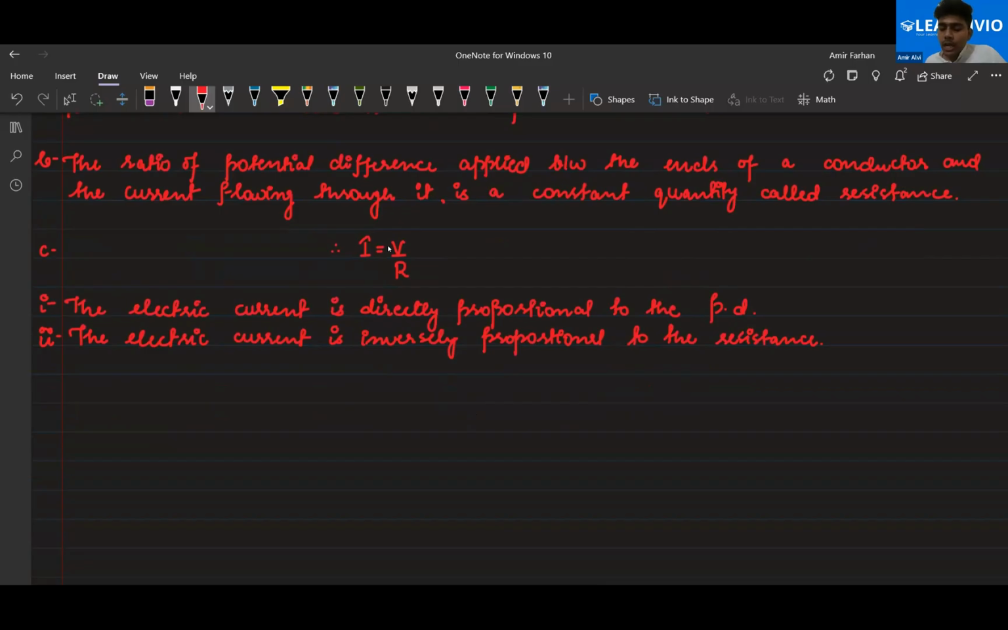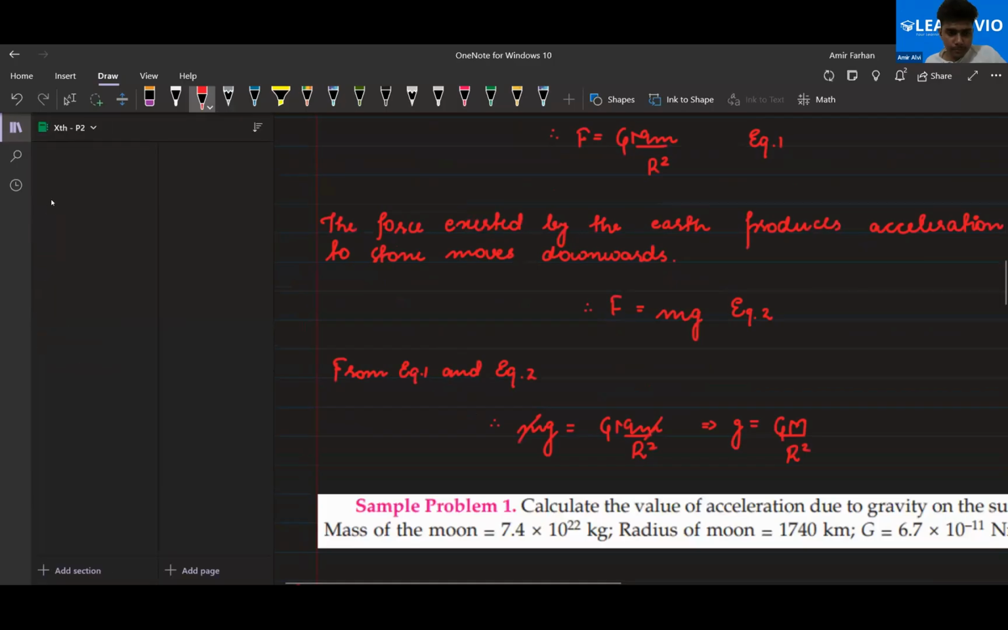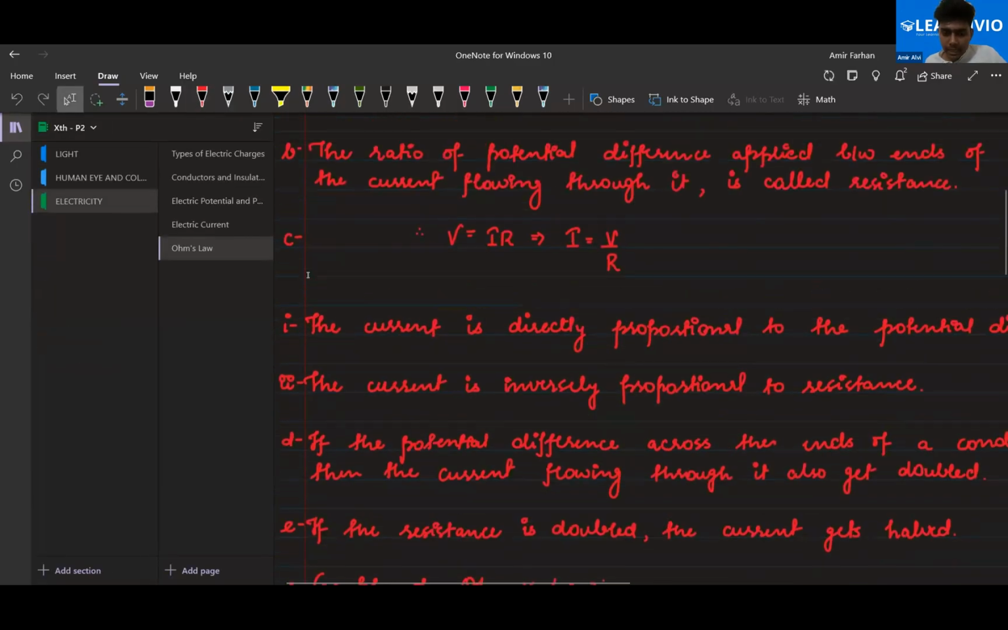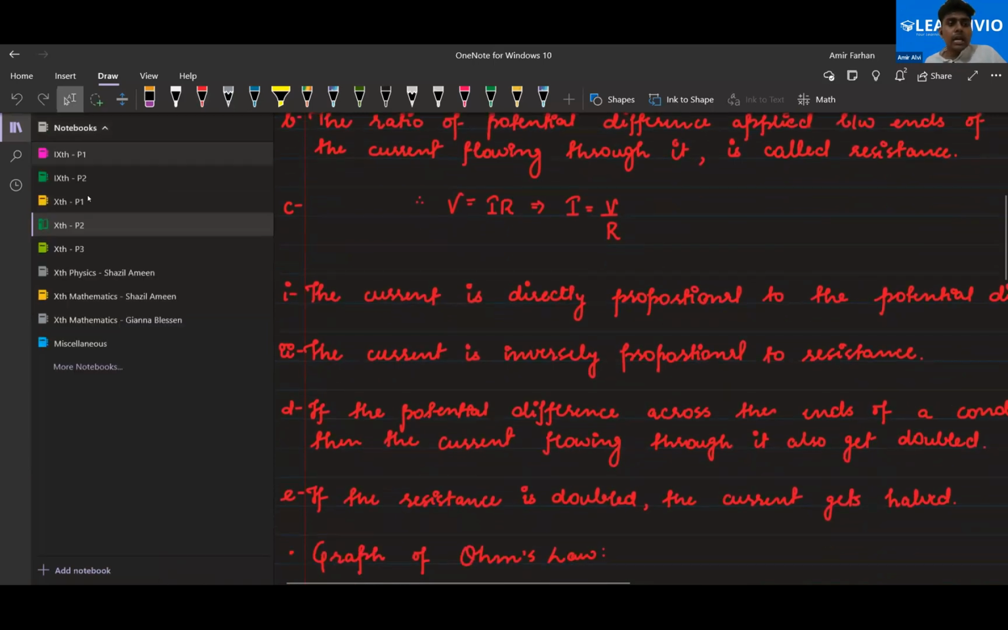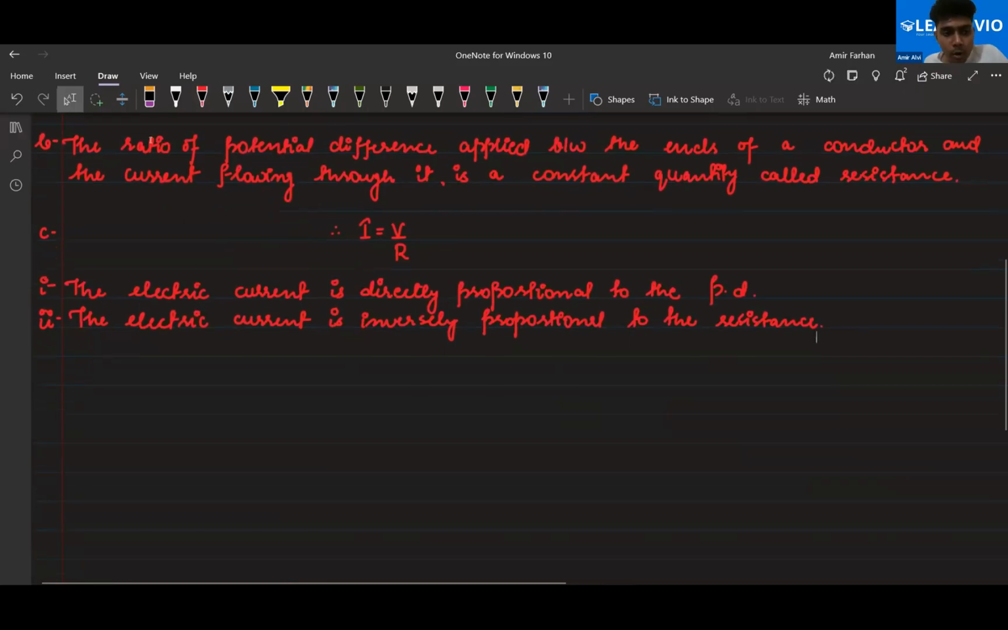In simple words, if I say that if you double the potential difference, what will be the effect on the current? By what factor will the current get increased? Please do let me know fast. Sir, can you repeat? I'm saying that if I increase the potential difference by a factor of 2, what will be the effect on the current?